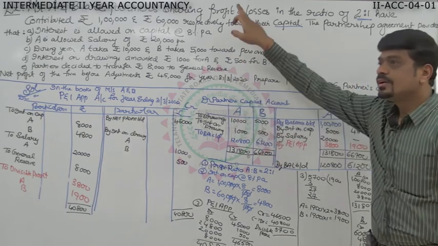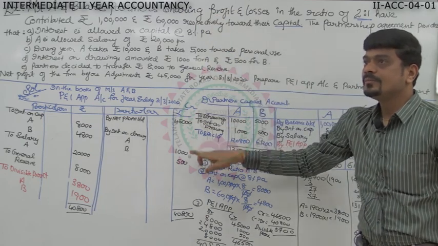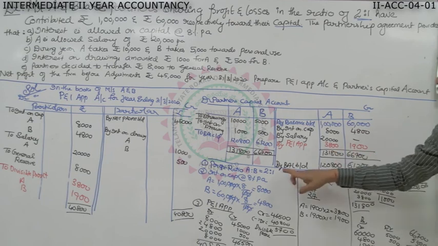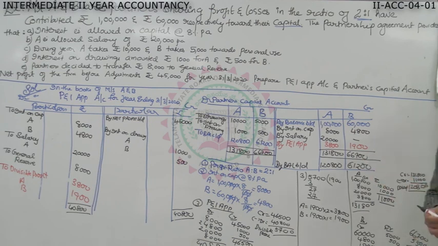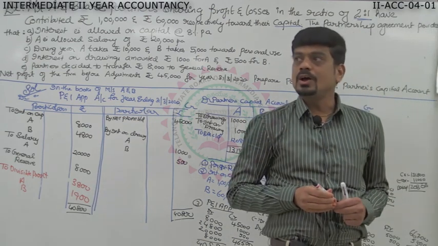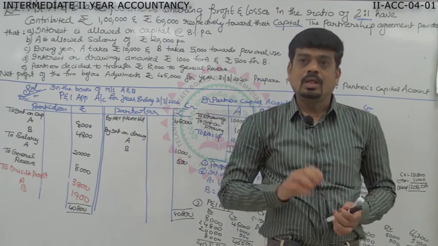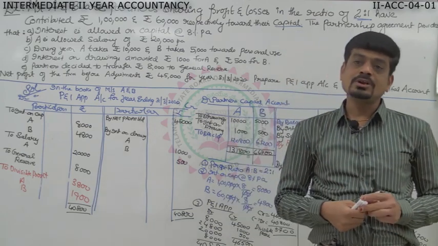Once again, first see how the postings are to be made. Post it. Once the postings are made, do the proper working notes, calculation parts, and the distribution part. This is all about how to prepare the profit and loss appropriation account and partners' capital account. In the next session, I am going to start with you all admission of a partner.